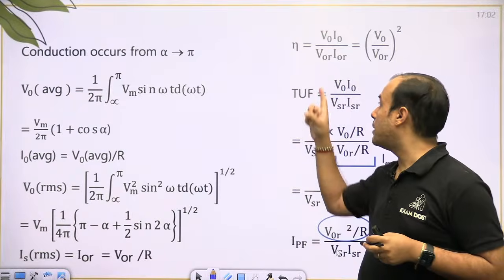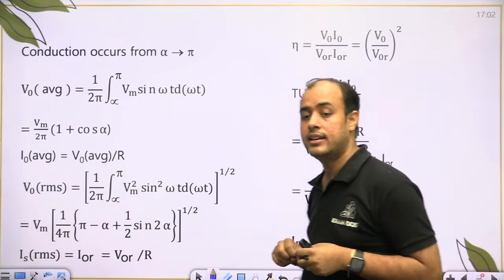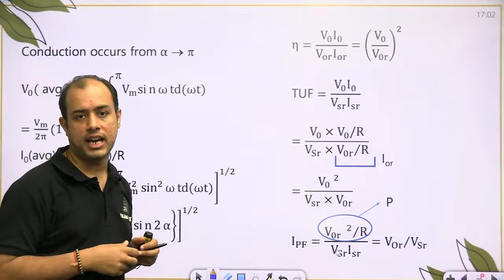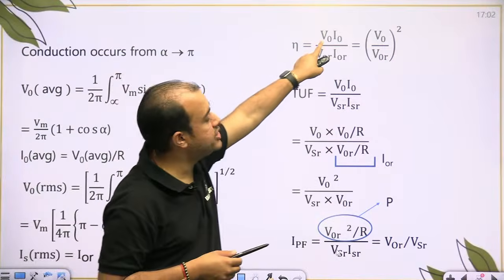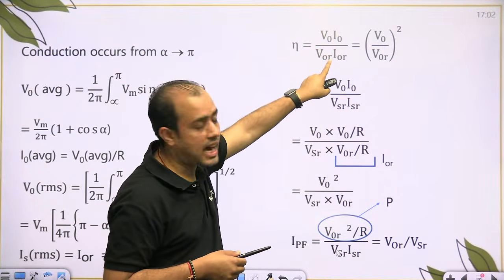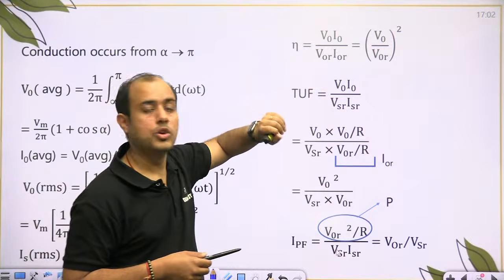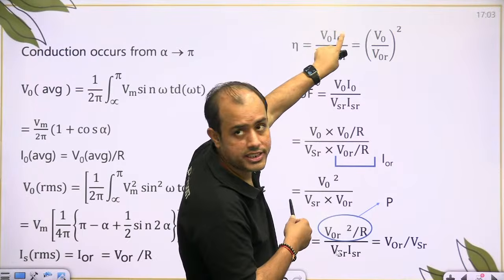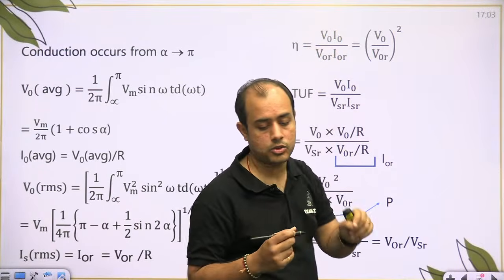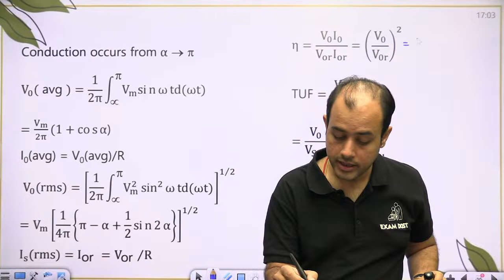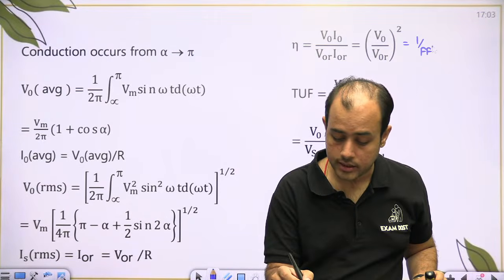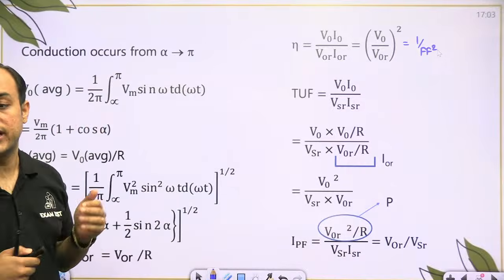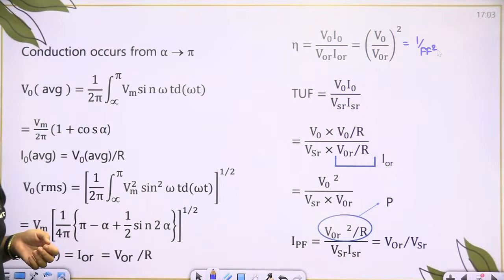Now, when you talk about rectification efficiency, it is V average, I average upon V naught RMS, I naught RMS. Now, I average is V naught by R, I naught RMS is V naught RMS by R. So, basically, R will be cancelled. This will become V average square upon V RMS square. So, it is 1 by form factor square. So, in R load, na beta, the rectification efficiency is 1 by form factor square.